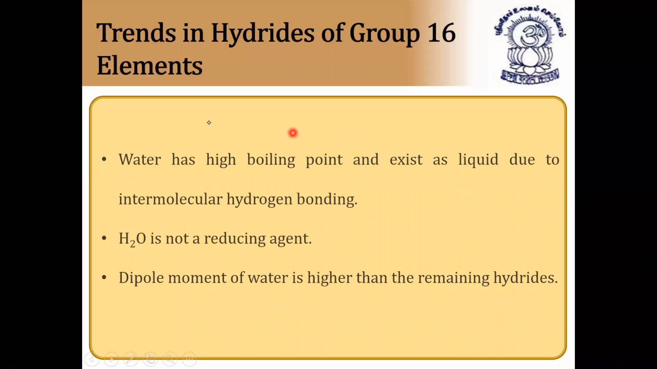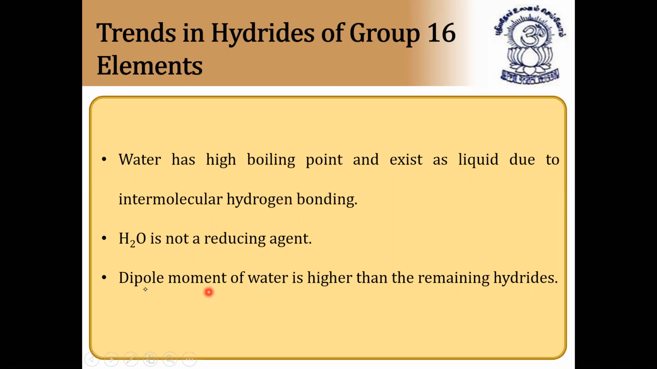Next, trends in hydrides of group 16 elements. Water has the highest boiling point and exists as a liquid due to intermolecular hydrogen bonding, and H2O is not a reducing agent. It is neutral. The dipole moment of water is higher than that of the remaining hydrides because of intermolecular hydrogen bonding.